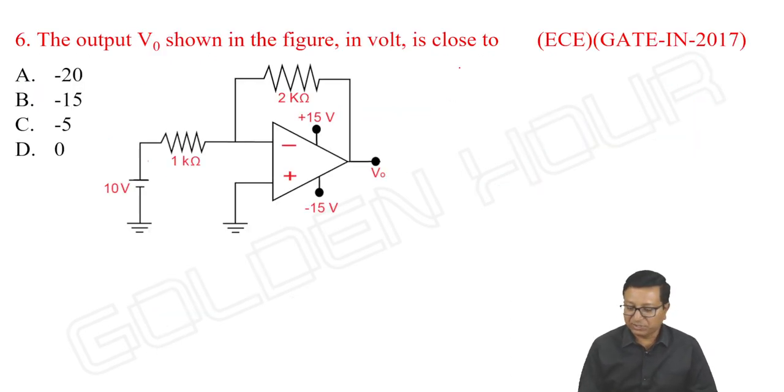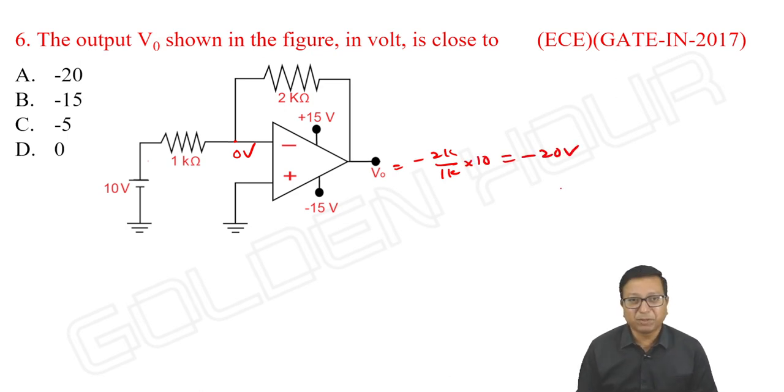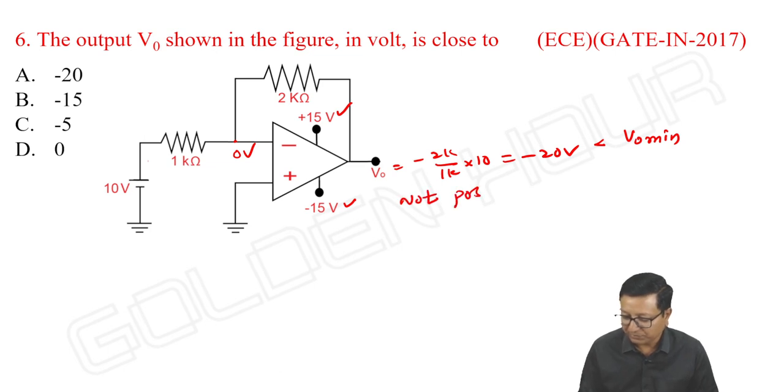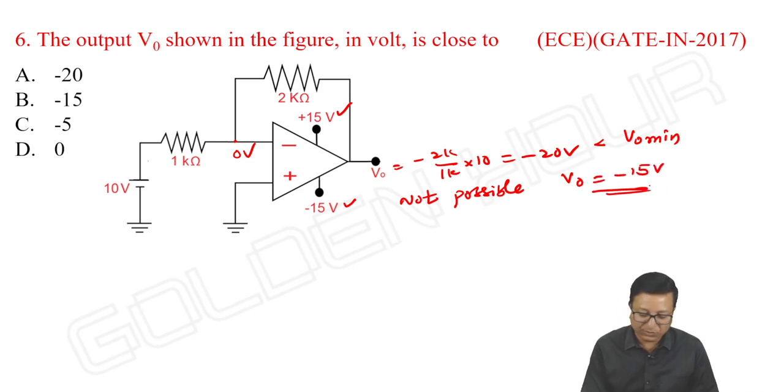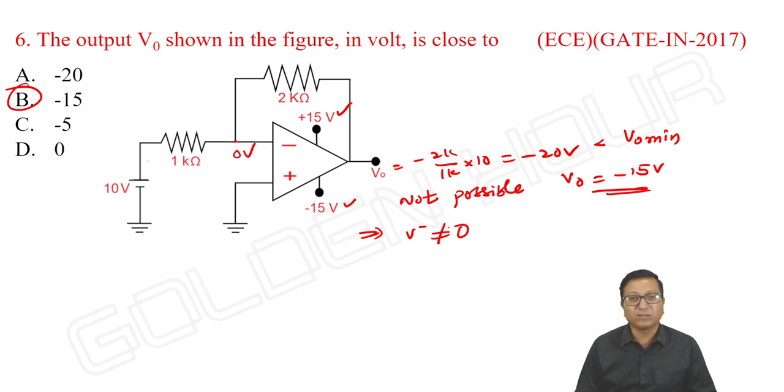Okay, the output voltage shown in figure in volts is close to. Okay, it's an inverting amplifier. What is V output? Generally, we take ideal, assuming ideal op amp, due to virtual short, it is 0 volts. Output is minus 2K by 1K into 10, minus 20 volts. But is it possible? The power supplies are plus 15 and minus 15, which is less than V output minimum. Not possible. Means what is possible? It is minus 15 volts. Option B is correct. If that is the case, implies V minus is also not equal to 0.